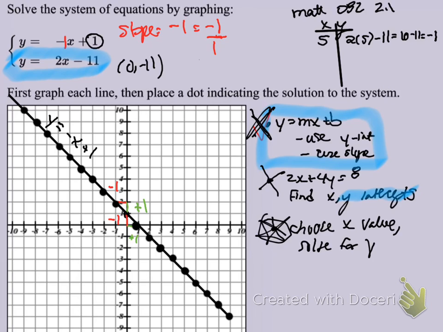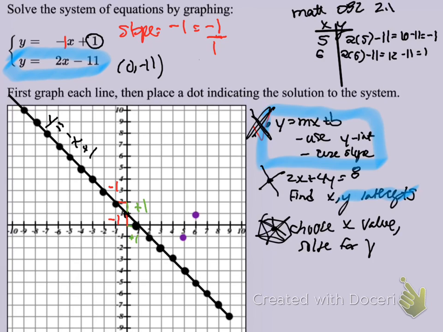Let's use a different color here. Let's use purple. Purple is the best color. So the point x equals 5, y equals negative 1 is right here. Now at this point you have 2 options. You could keep going, pick another value for x, for example 6, and then do 2 times 6 minus 11. That's 12 minus 11, which is positive 1. So then we get the point 6, positive 1.